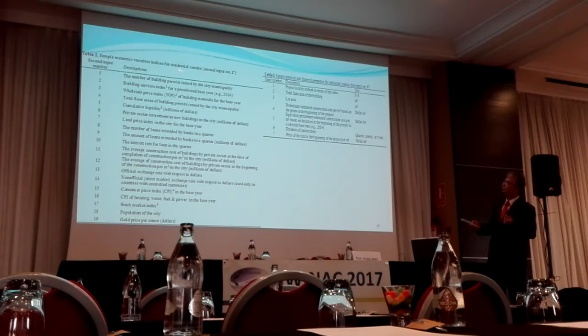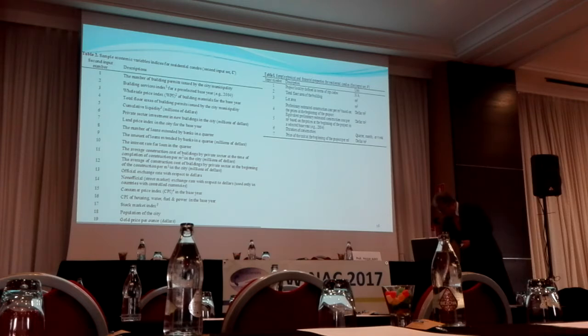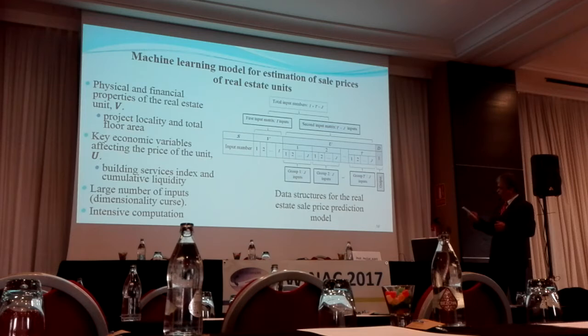So here you see economic variables and indices for residential. This is only for residential condos. Look at the list here. And then we have physical and financial properties. So we have a large number of variables. Very complicated problem. One of those problems that you can argue cannot be solved. Just like the driverless car, some people say driverless car doesn't work, it's too complicated. So we developed this machine learning model for estimation of the sale price of real estate units. And here you see how the variables are modeled.